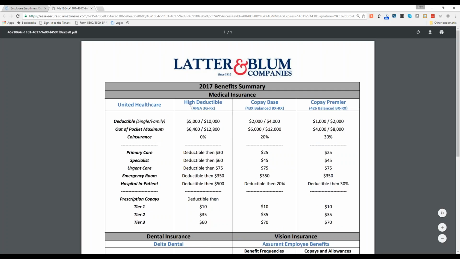As you'll see, there are 3 different plans. There's a qualified high deductible plan, and then 2 copay driven plans, which I'll explain what those copays are in a second. But you have a base plan and then a premier plan, which have richer benefits as you go from left to right on the screen here.